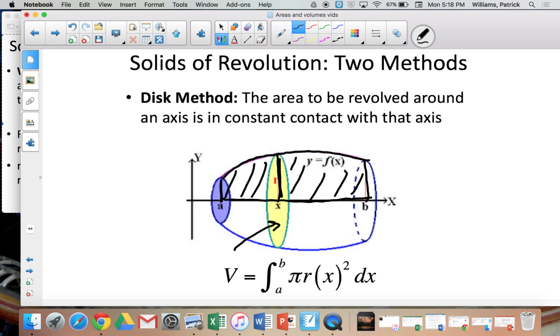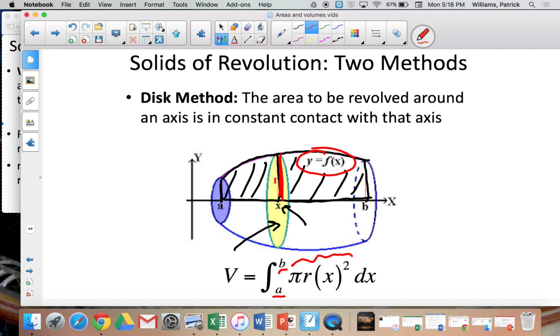we would get a circular cross-section. Now let me use a different color. The radius of that cross-section will be given right here. Notice though that that radius is just going to be given by whatever this function is. That's the length of that radius line right there. So if we want to calculate the area of a cross-section, that'll just be pi times that radius squared. And if we integrate from a to b, then that's going to give us the volume of that solid.